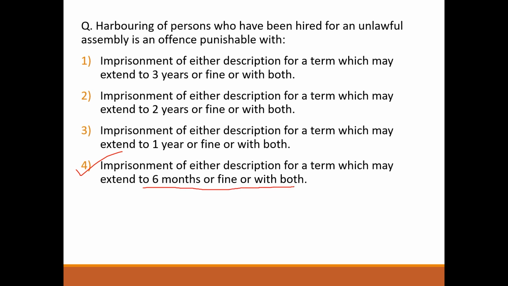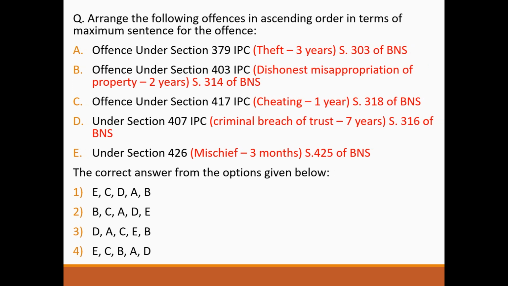Next question. Arrange the following offences in ascending order in terms of maximum sentence for their offence. Section 379 is theft, 3 years. 403, dishonest misappropriation of property, 2 years. 417, cheating, 1 year. 407, criminal breach of trust, 7 years. 426, mischief, 3 months. So answer will be option number 4.